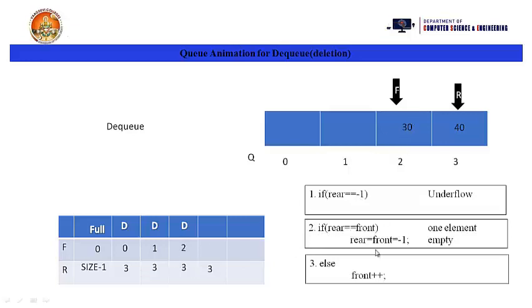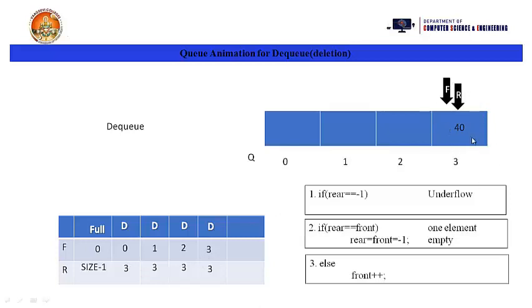So delete the element, then increment the front value. So delete the element 30 here. After deleting the element, we need to update the front value. Now front value is incremented by 1. Now it is 3. Now we need to move this pointer to the next index location. Now front and rear values are pointing to the same location, that is index position 3.